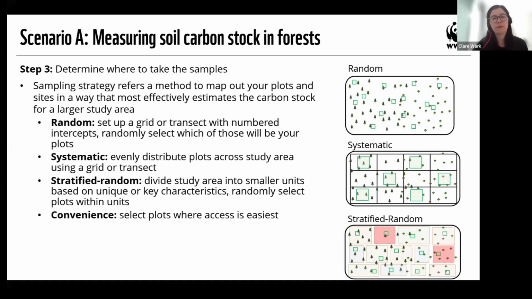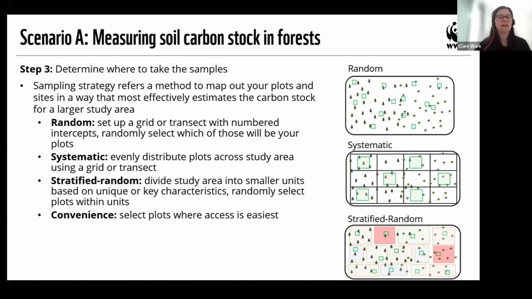Then for stratified random sampling, you first divide your study area into strata or smaller units based on the landscape features. Then from there, you randomly select plots within those units. This is really good for larger study areas where there is a known variability, so it's not uniform, and you want to make sure that that variability is captured when you're doing your sampling.